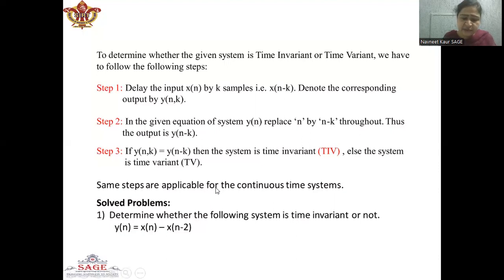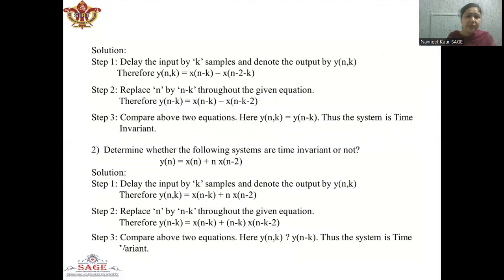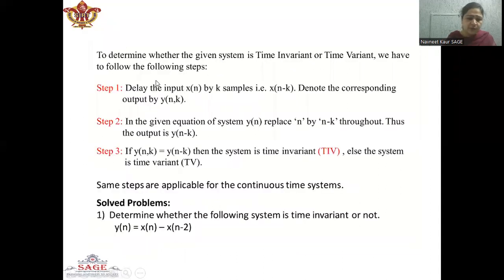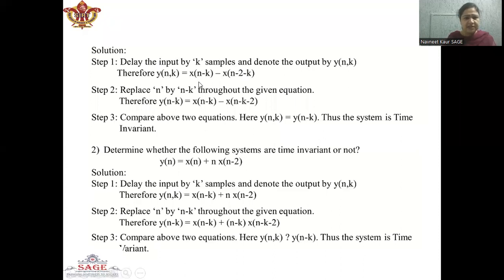Now, I'll understand it with the help of an example. Now, suppose I want to check this particular system, which is y(n) is equal to x(n) minus x(n-2), with the help of the property of time invariance. Now, I'll delay input by k samples. Now, in that case, the input will be now x(n-k). And I'll give it to the system. The output will be y(n,k). Now, according to the property of the system, I will get x(n-k) minus x(n-k-2). So, here is the output.